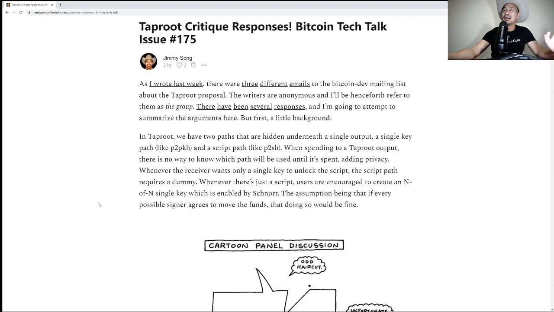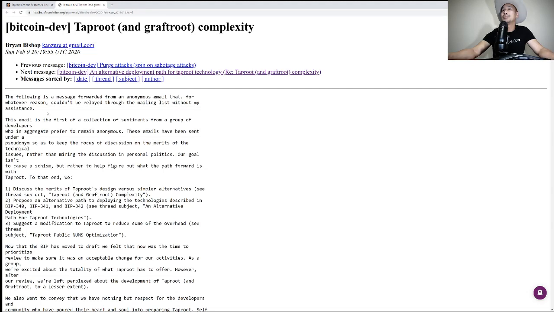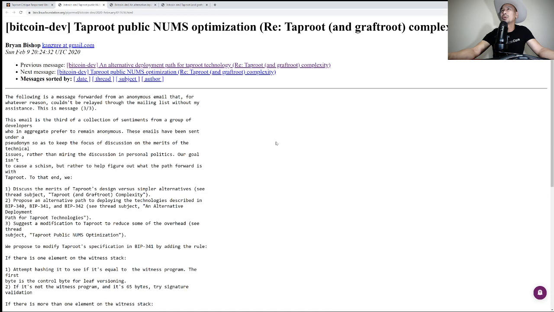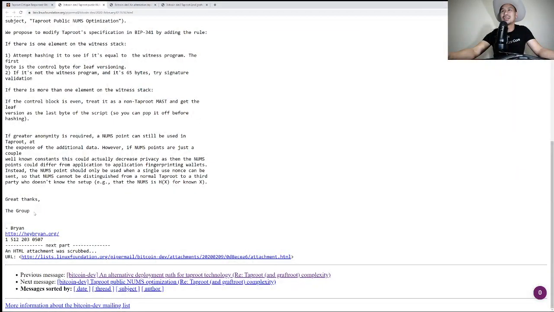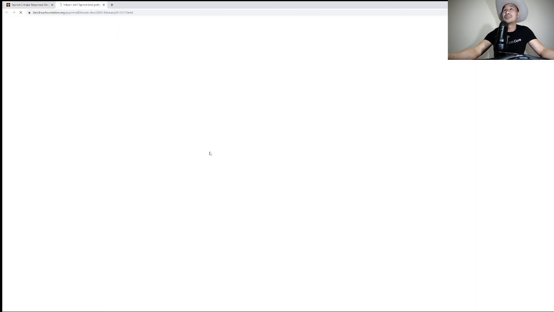Sometimes there's a flood of news one week and then not that many the next week. Anyway, I wrote last week about Taproot, and specifically there were three different emails from this anonymous group of developers, talking about various Taproot things and saying, here are the concerns or questions that we have. They nicknamed themselves the group, so that's how I refer to them in the newsletter. They were asking questions on the dev list, and there were a lot of different responses.